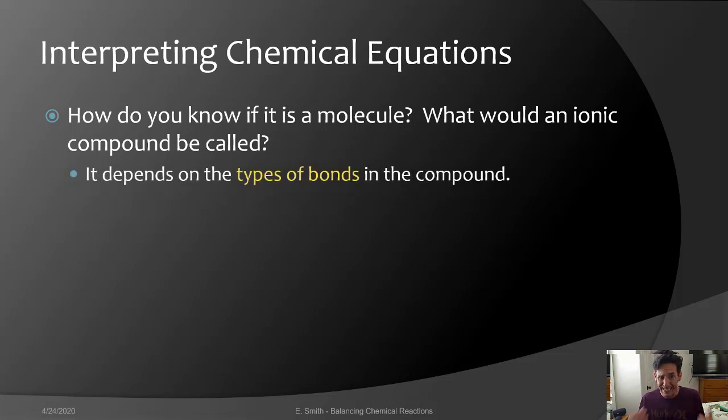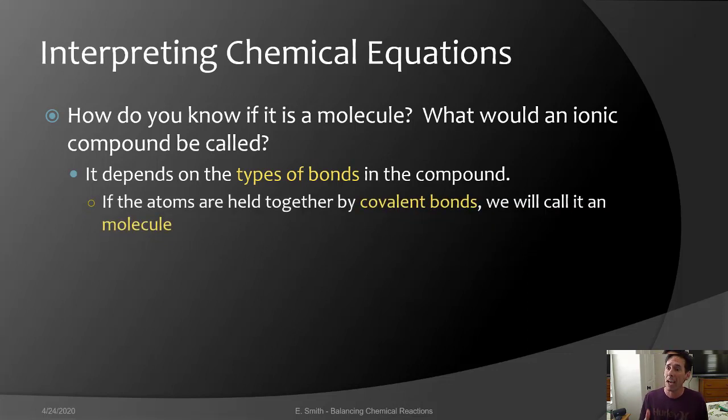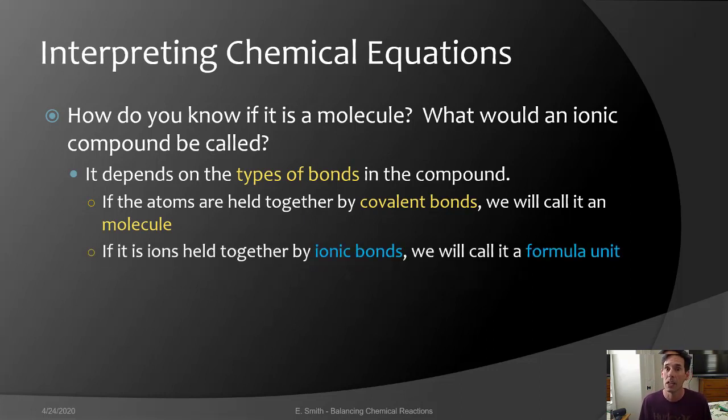So it depends on the types of bonds in the compound, all right? If atoms are held together by covalent bonds, we call it a molecule. On the other hand, if it's ions that are held together by ionic bonds, then we call it a formula unit. It's the smallest component of an ionic compound, called a formula unit. These two terms are going to come into huge play as we move further on down the road, so make sure you commit those to memory.